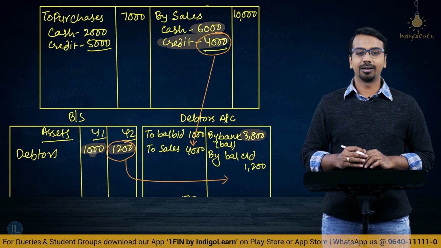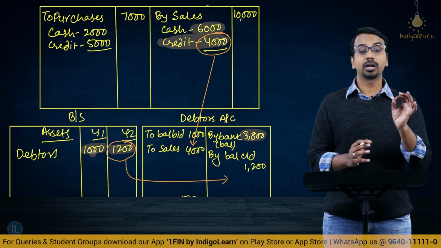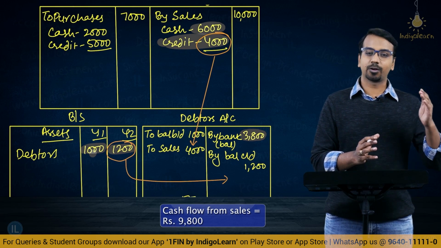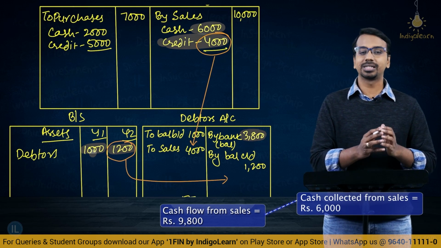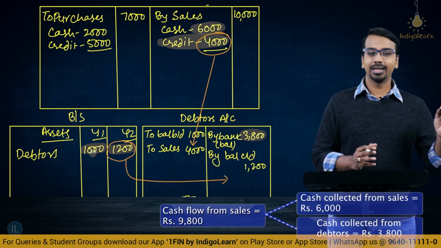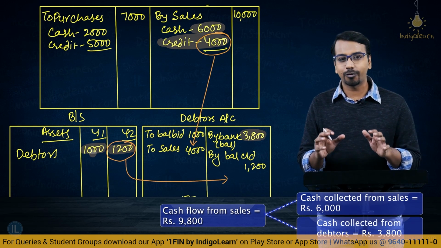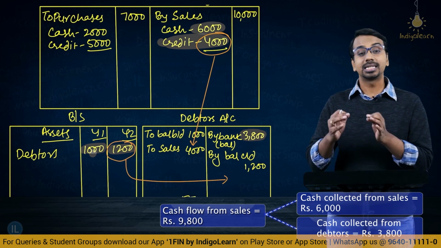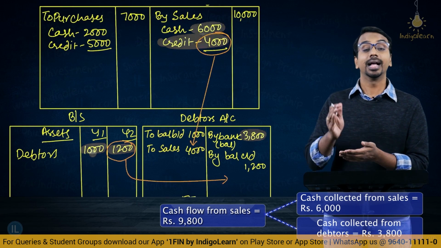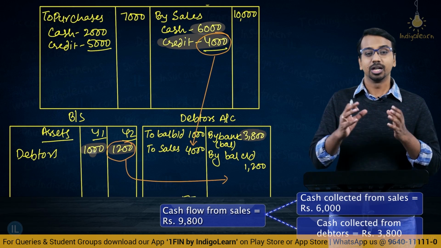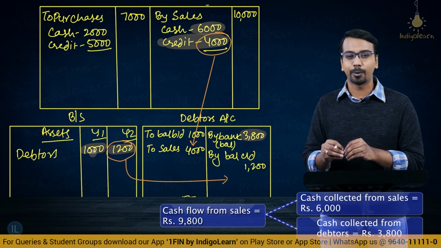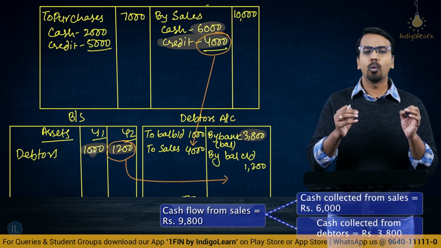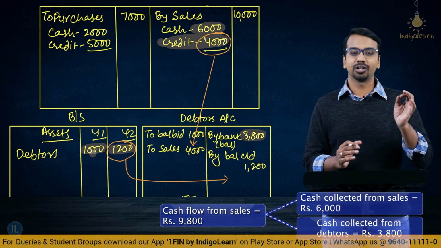6,000 plus 3,800, 9,800 becomes your cash flow from sales, or you could present it separately. Cash collected from sales 6,000, cash received from debtors 3,800. So this is how you will have to find out the missing figures and prepare the cash flow statement. The same logic which you use in preparing accounts from incomplete records. You just have to find out what is the missing number, and with that you can easily say that this 3,800 most probably would have been the cash collected.